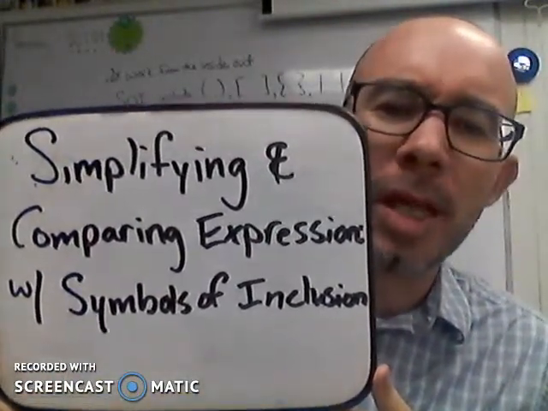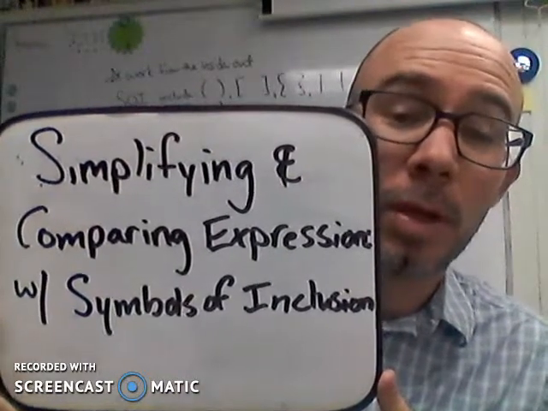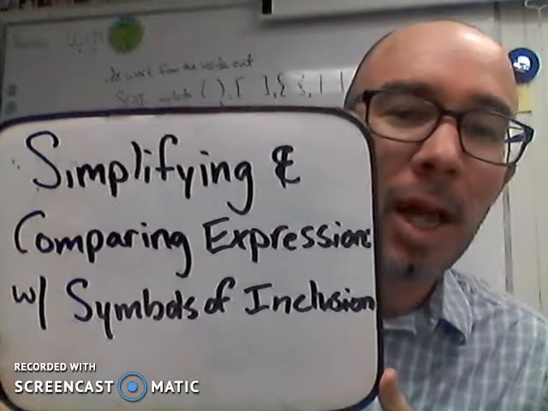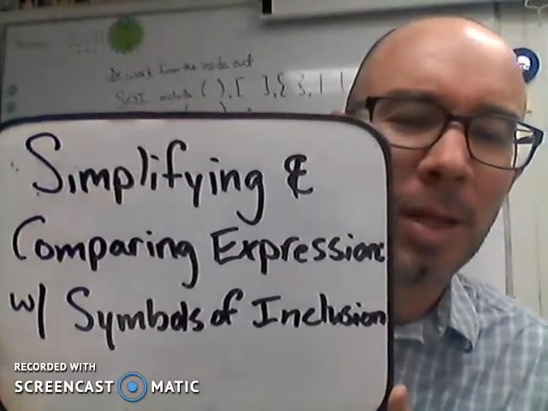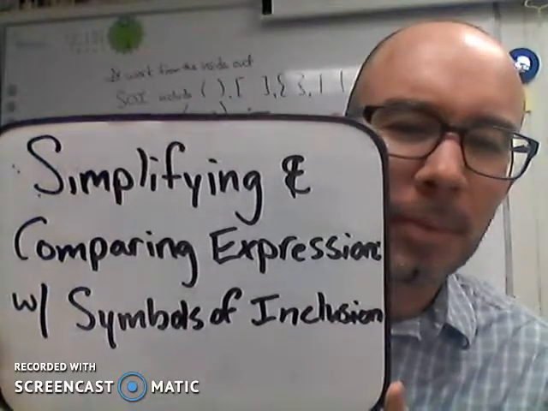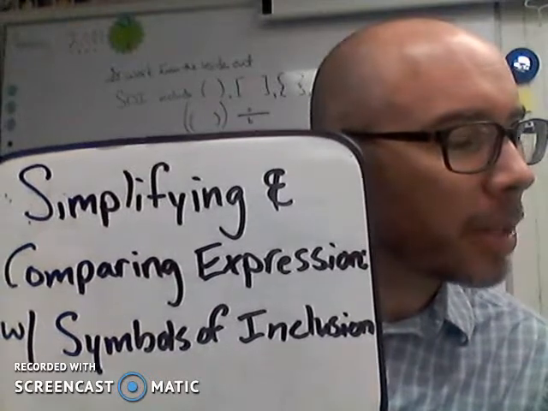Today we're going to do lesson 7, simplifying and comparing expressions with symbols of inclusion. I already did a video for this, but apparently it didn't upload, so now I'm doing it all over again. All right, if you're paying attention in your book, you'll be on lesson 7, page 31.